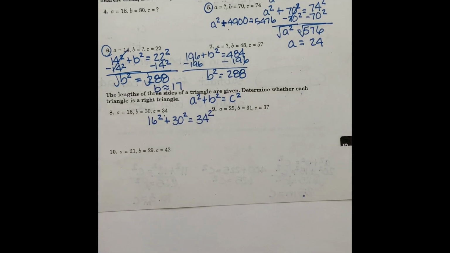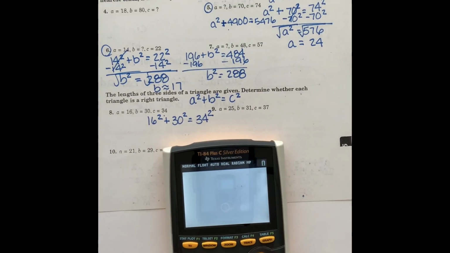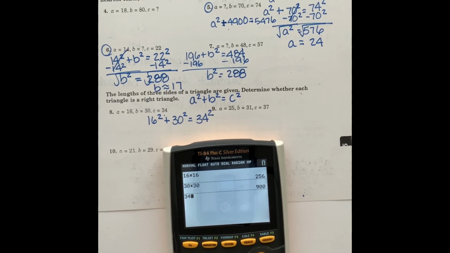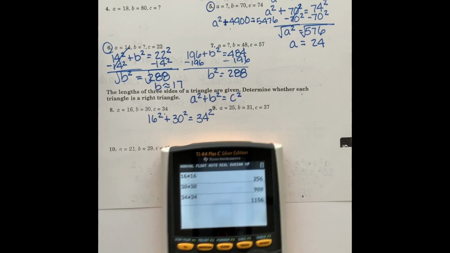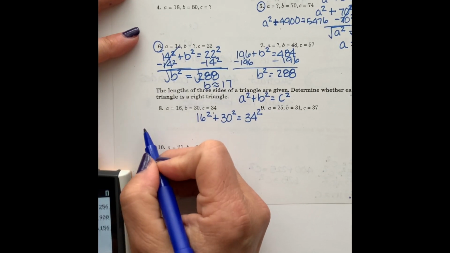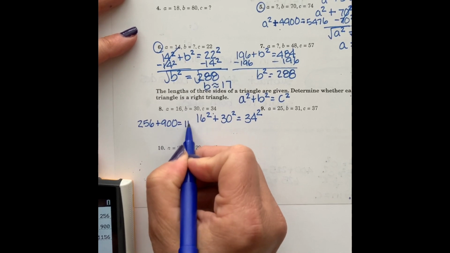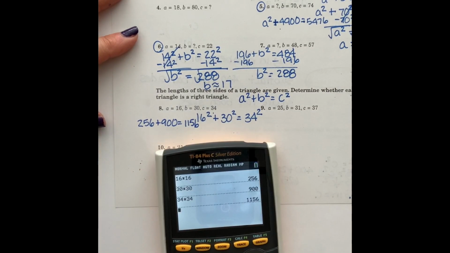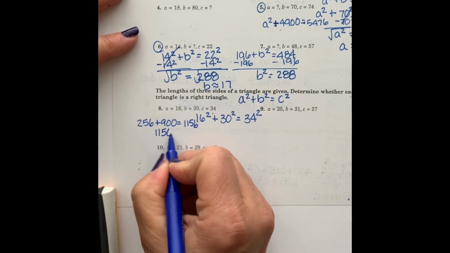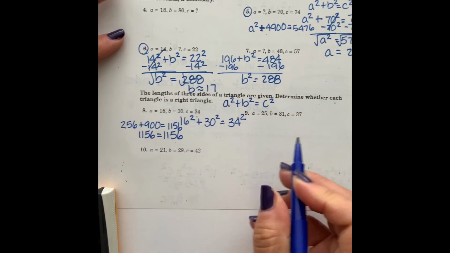All right, if you do not have a calculator with a square button, you would have to do 16 times 16, 30 times 30, and 34 times 34, and so over here, that would be 256 plus 900 equals 1156, and then you would just make sure that 256 plus 900 equals 1156, and if it does equal, that means it's a right triangle.